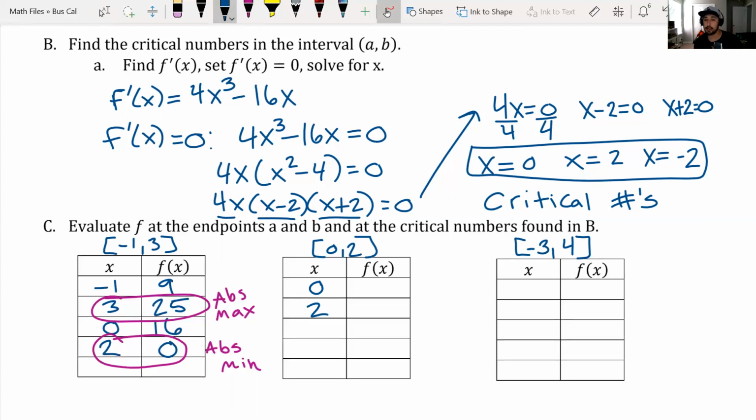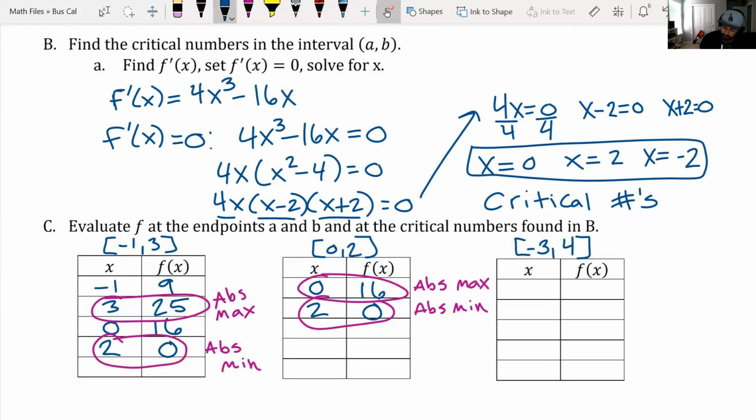Okay, next one, 0 and 2. There's my endpoints. Now look at my critical numbers. Well, it just so happens that two of my critical numbers are 0 and 2, and -2, again, does not fit. So, again, calculate. 0 should give me 16. 2 should give me 0. Look at that. Absolute max, absolute min.